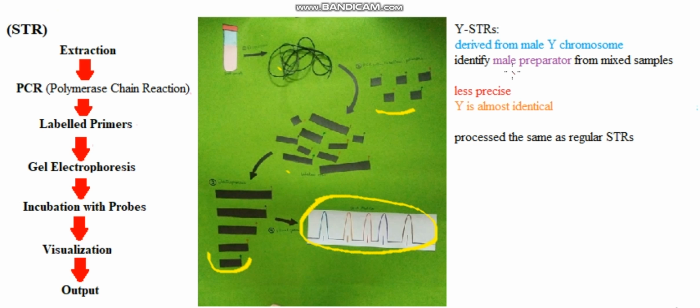If we have to identify a male perpetrator from mixed samples, we can do that with the help of YSTRs, which are derived solely from the male Y chromosome. YSTR analysis is less precise than autosomal analysis because the Y chromosome is almost identical in the patrilineal line. Otherwise, the YSTRs are processed the same as regular STRs.